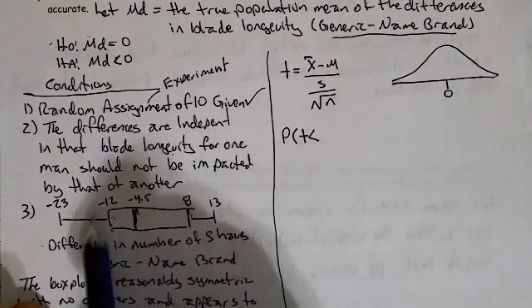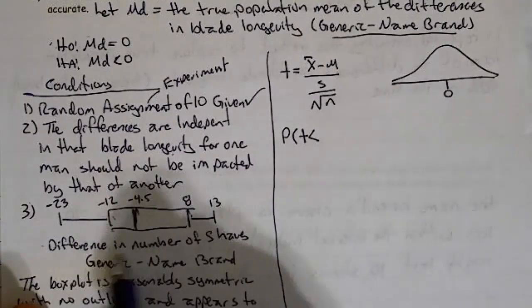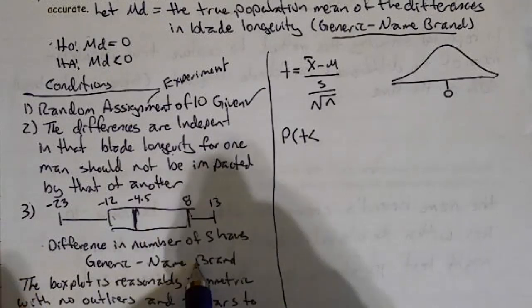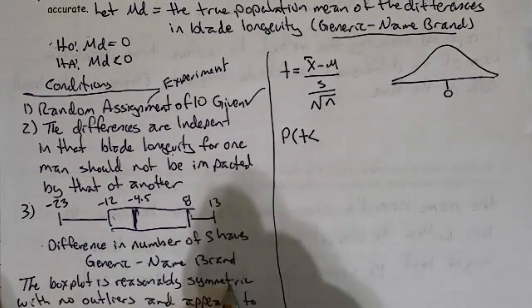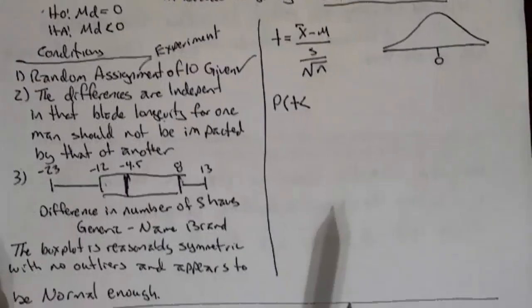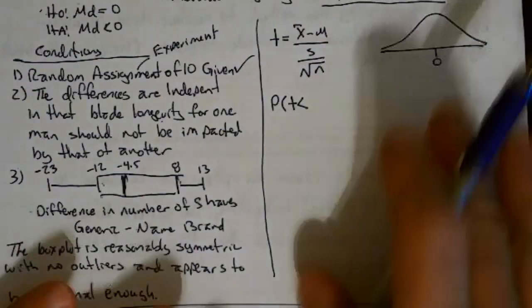All right. We make sure we label it differences in the number of shaves, and it's generic minus name brand. The box plot is reasonably symmetric with no outliers and appears to be normal enough.